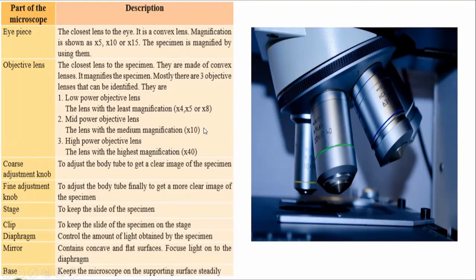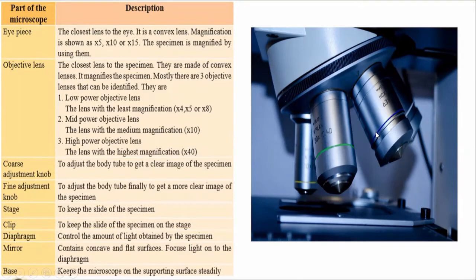All right, so now there are a few specimens which you can observe perfectly by using the low power objective lens. So for those specimens, you don't have to use the mid power objective lens or the high power objective lens. All right, but there are some other specimens, if they are really tiny, then you need a better magnification to observe them. So in that case, you can use the high power objective lens or the mid power objective lens. All right, so that is why they have given three different types of objective lenses.